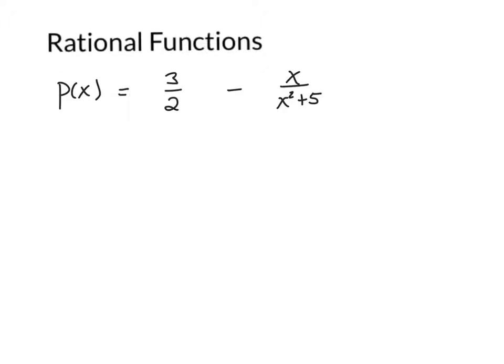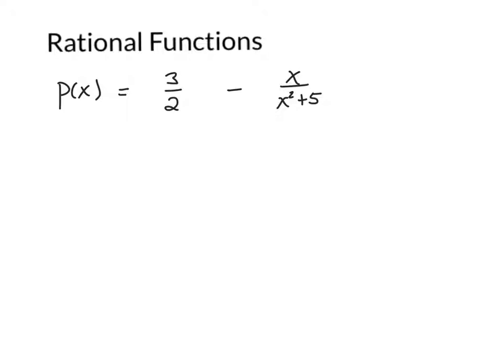All right, so here's another function. We see it's p of x, and it's equal to 3/2 minus x divided by x squared plus 5. So the question I ask myself is, is this a rational function? So very much similar to what we did before. I see that I have 2 fractions, and I want to make them into 1 fraction.